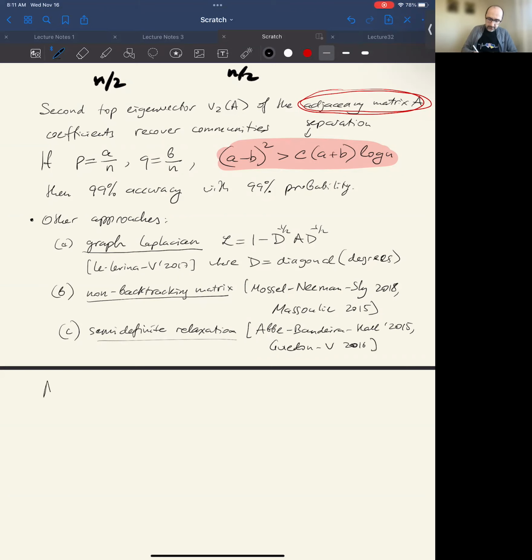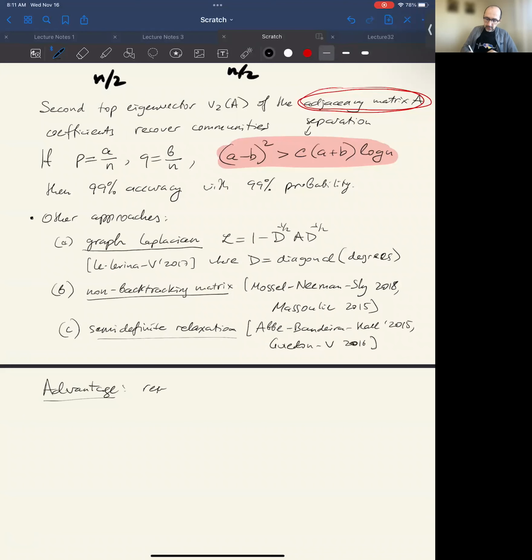The advantage of all these alternative approaches: why do you need anything else? If the adjacency matrix works well, why are we discussing this? The advantage is they work better sometimes. All of them are able to remove the log factor. First of all, it's not a big deal, but for the sake of elegance, you may ask if the log factor is needed. The answer is no. Actually, the log factor is not needed there.